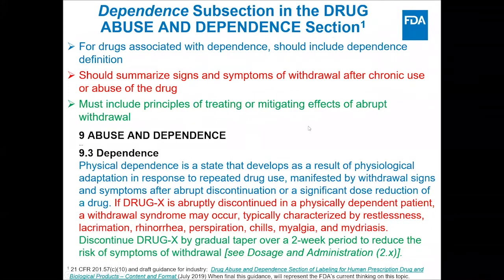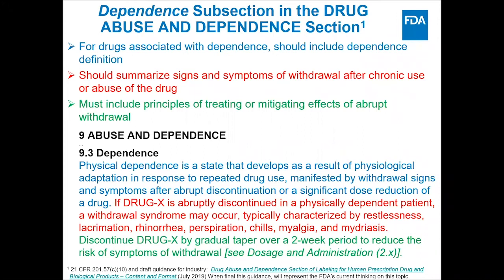Moving on to physical dependence, again, breaking it down one by one. If you have drugs associated with dependence, we recommend including the dependence definition, and you could see in blue, that's the dependence definition that we recommend. If we also want to summarize, well, what's the withdrawal syndrome like? Withdrawal specifically after stopping the drug abruptly, or decreasing, for example, the dosage abruptly. And then the red, you could see below in the example, we provide that information.